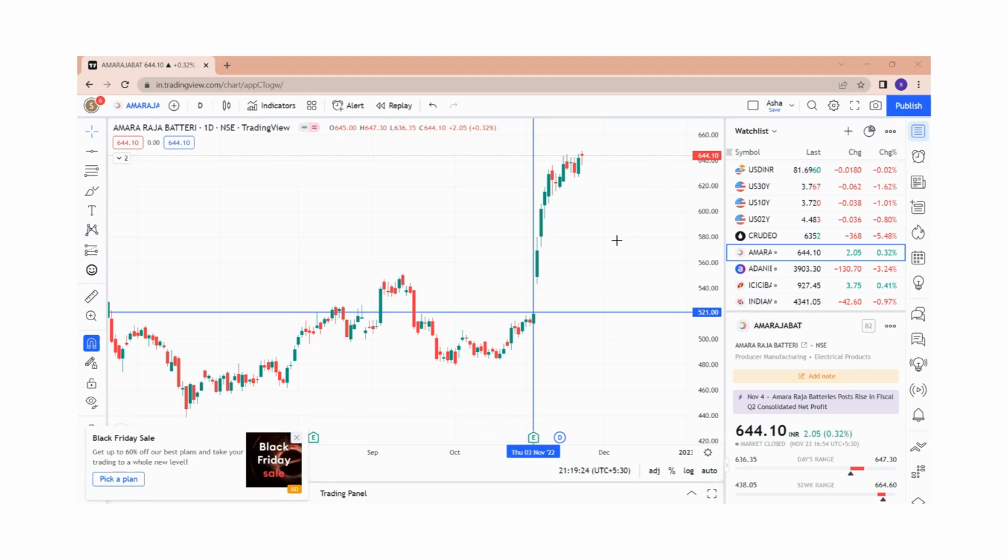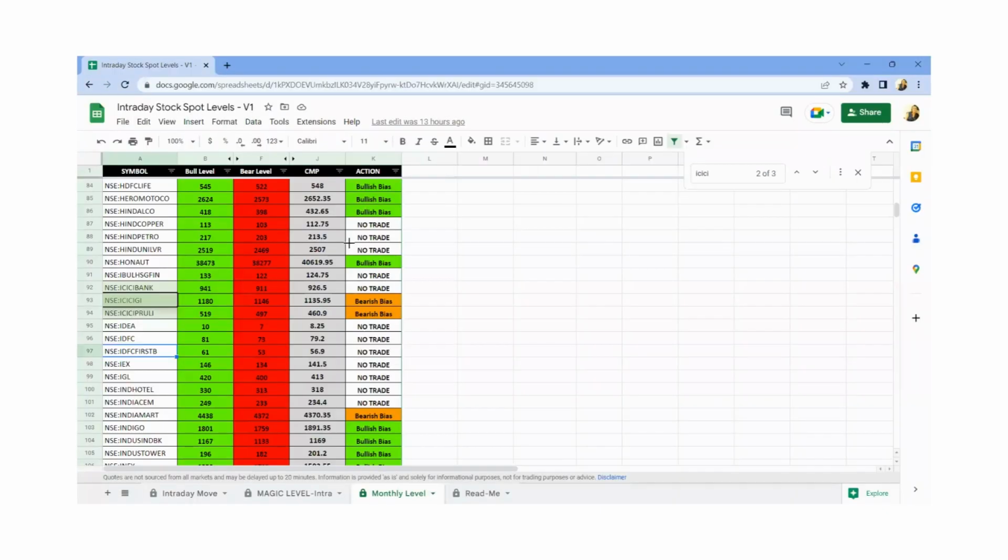Okay, Subramaniam ji, what do you mean by positional level? I didn't understand what you mean by positional level. So actually, if I purchase anything, does it come under positional level? So that depends whether you want to do an intraday trade or a positional trade. If you're doing a positional trade, you will have to follow this bull level. If it sustains above this bull level, then you have a trade.